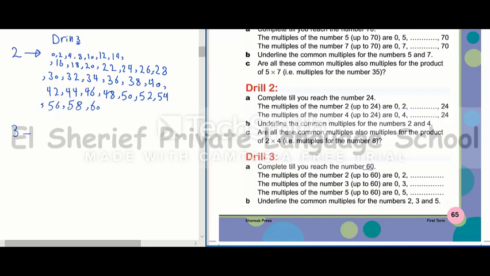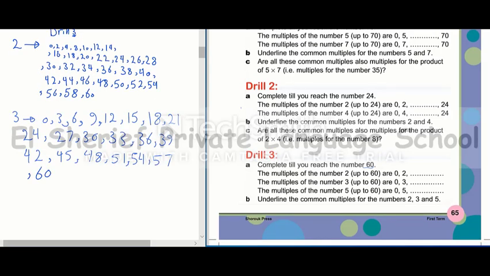Now we start with 3: 0, 3, 6, 9. The multiples of the number 3, we reach 60. 9, 12, 15, 18. We add 3 to the last number. So 18 plus 3 equals 21, 24 plus 3 equals 27, and so on.